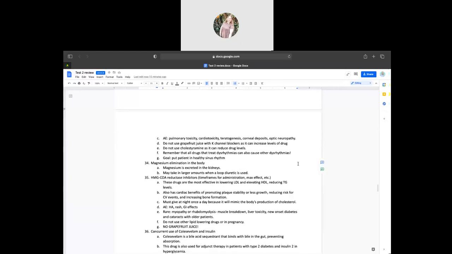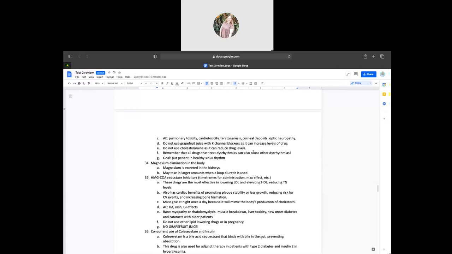Some of the adverse effects of potassium channel blockers, such as amiodarone, are pulmonary toxicity, cardiotoxicity, teratogenesis, corneal deposits, and optic neuropathy. Remember, these drugs also interact with the CYP3A4 gene, so no grapefruit juice with these medications because it can increase the levels, causing more toxic effects. No cholestyramine because it can reduce drug levels.